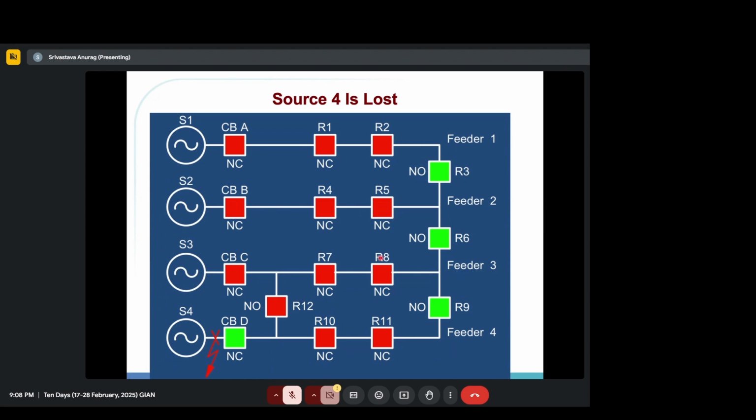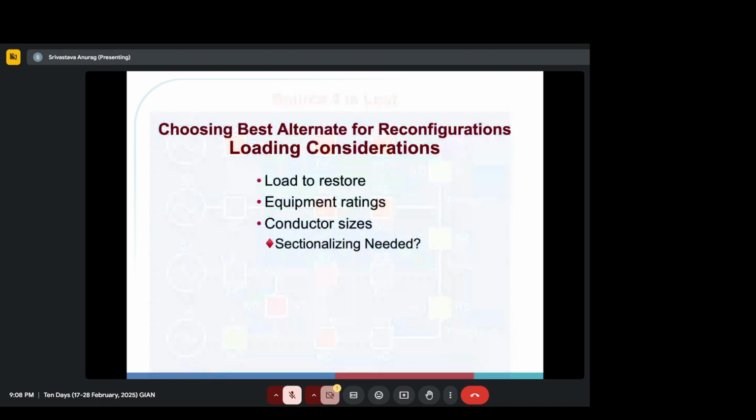All of these switches feed multiple loads. There's a lateral here, lateral here, lateral here, lateral here. Here is also, here is also. So the red switch is feeding the power to the load. So how do we know what the best way to reconfigure is? Which one to restore? How do we make sure that we do not pick up a load which is more than the rating of the feeder and conductor size?